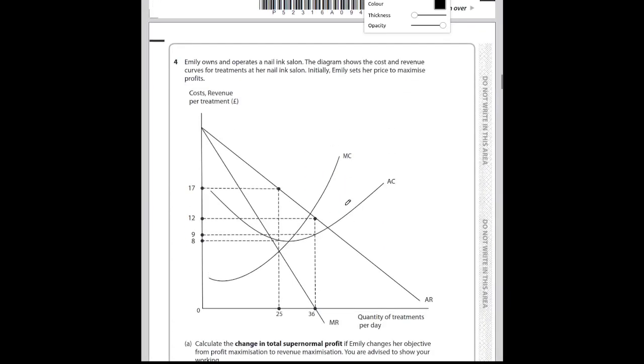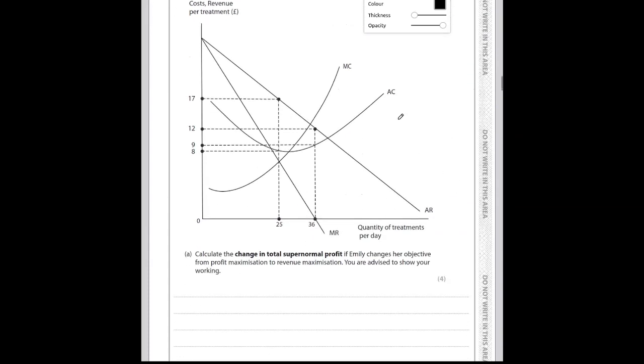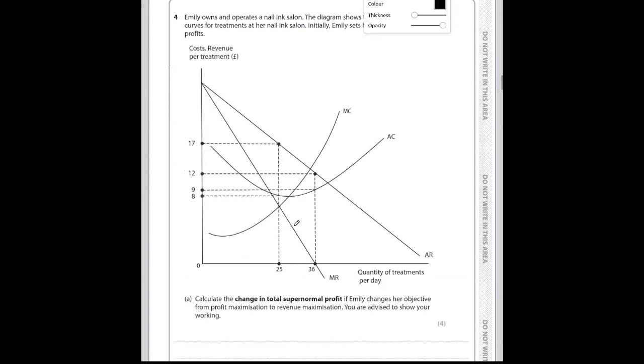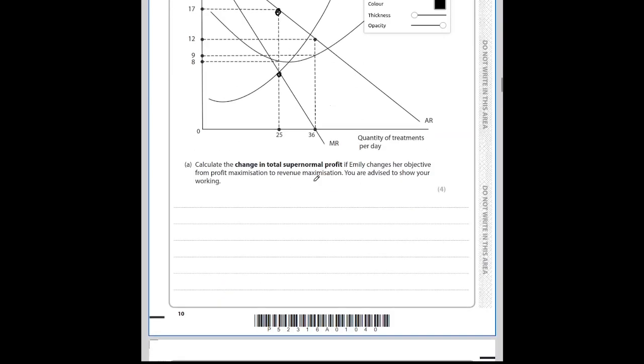Question 4 reads, Emily owns and operates a nail ink salon. The diagram shows the cost and revenue curve for treatments at her nail ink salon. Initially, Emily sets her price to maximize profits. We can see a cost and revenue diagram here. This looks like short-run monopolistic competition because generally we're going to be making a profit. Our average cost is below average revenue.